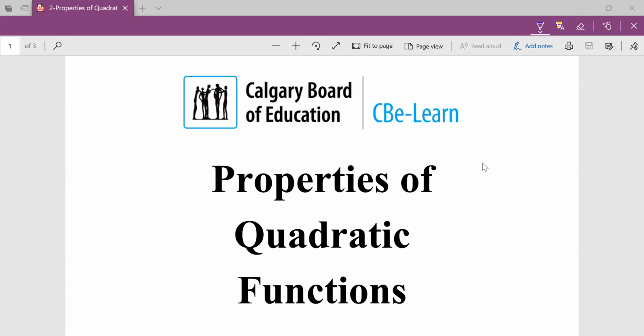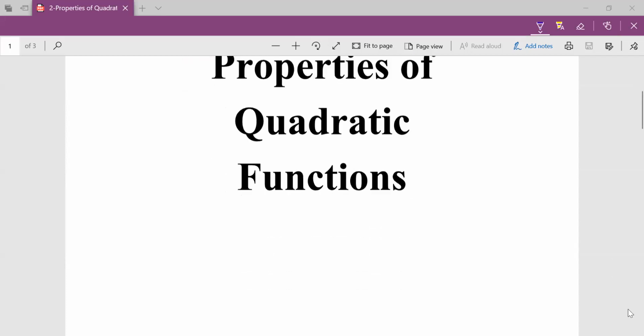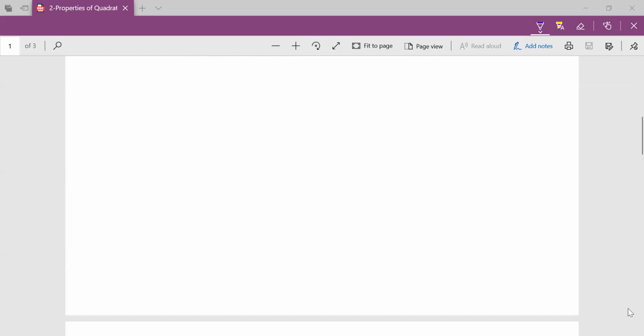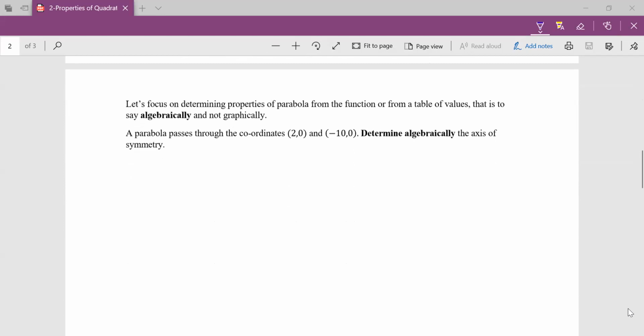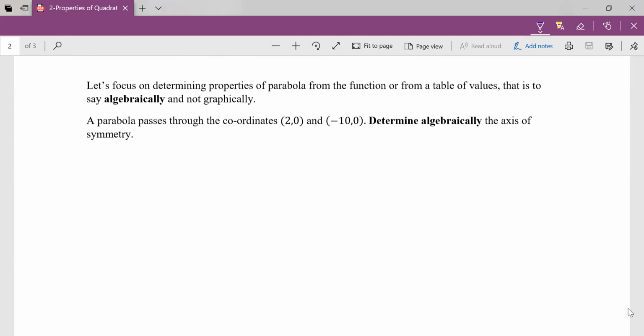Now it's really nice that we have our graphing calculator, but depending on the situation, we're not always going to be able to use it. So let's take a peek right here. We're going to try to do a little bit more algebraically today. We'll still do some graphing today, so make sure you've got that graphing calculator.